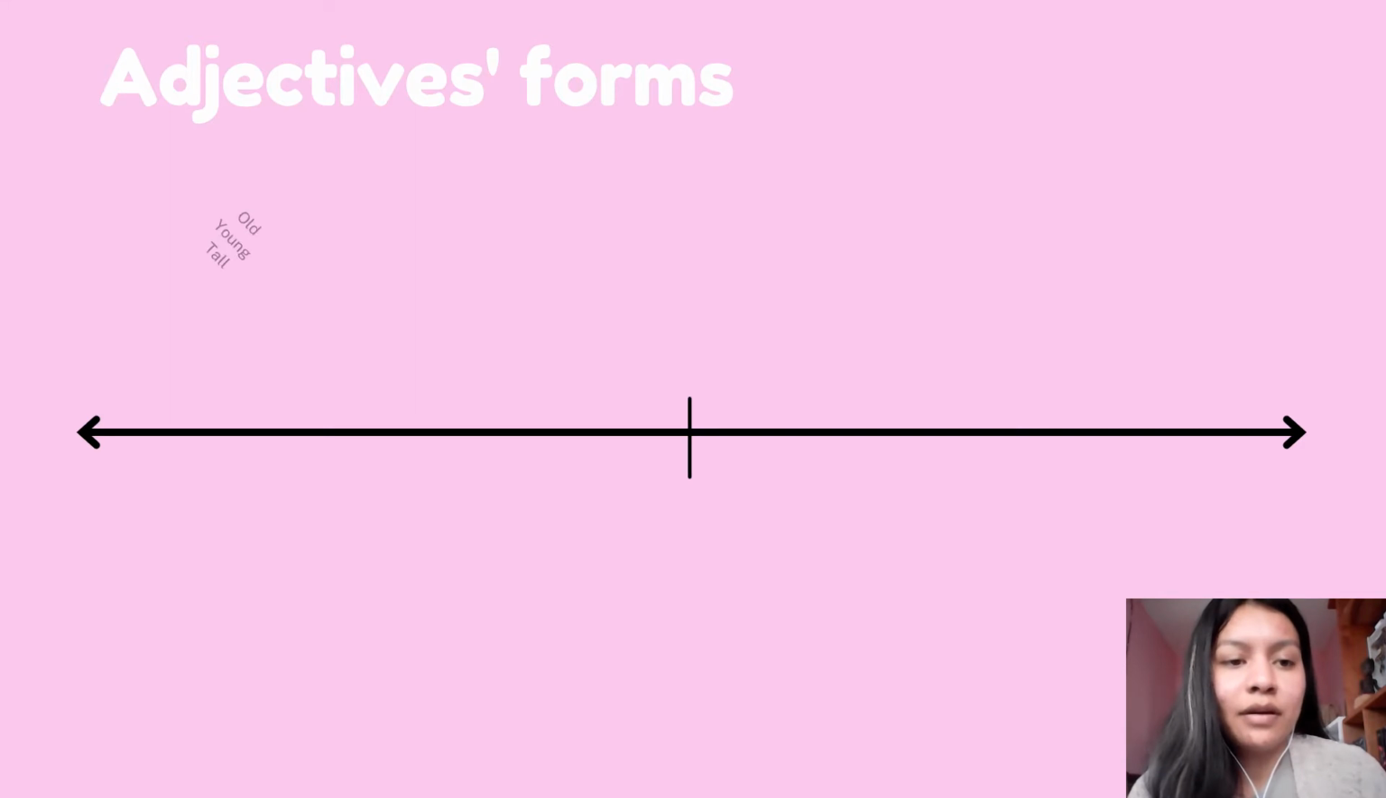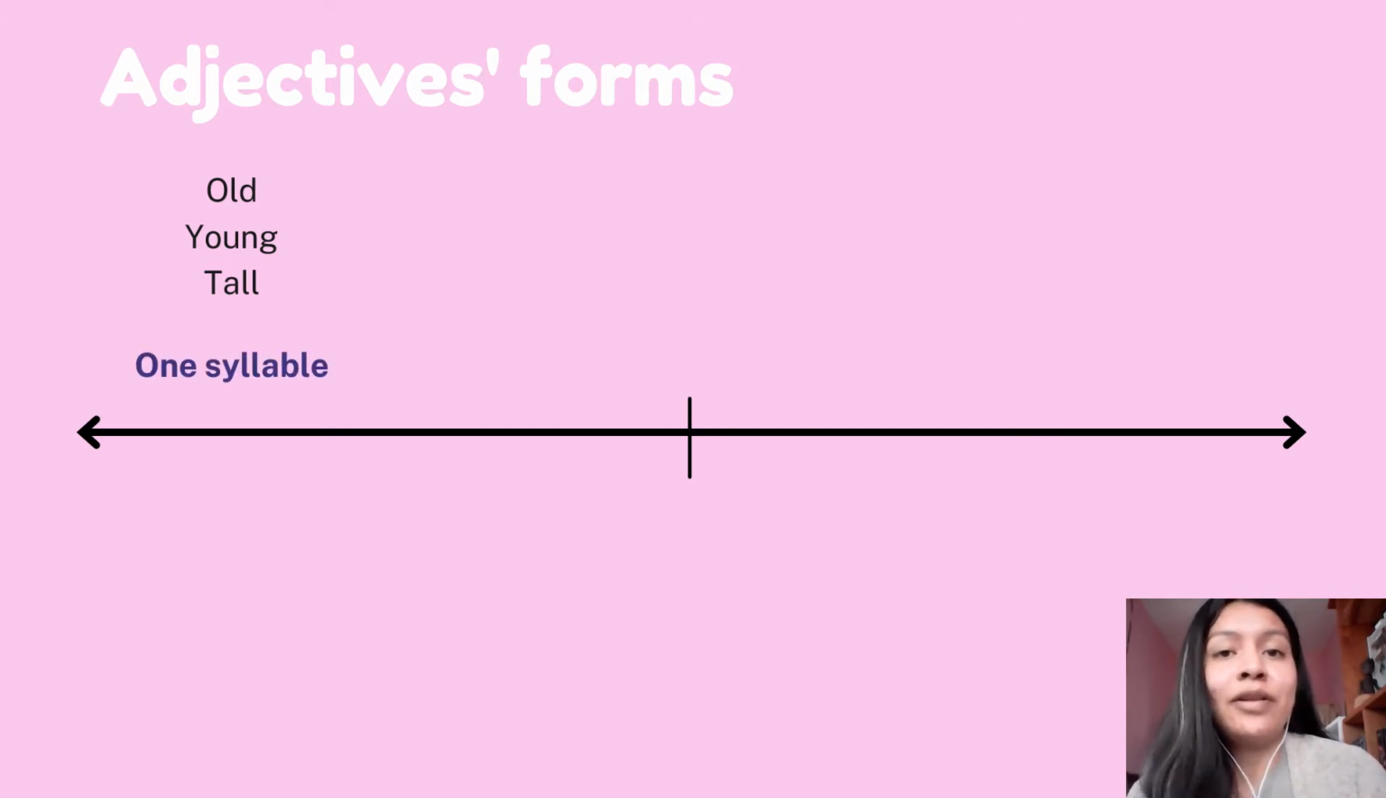Here are the adjectives we used in previous sentences. We have old, young, and tall. These adjectives are called one-syllable adjectives, and the ending for comparative sentences is er, as we already said, or for superlatives, est.